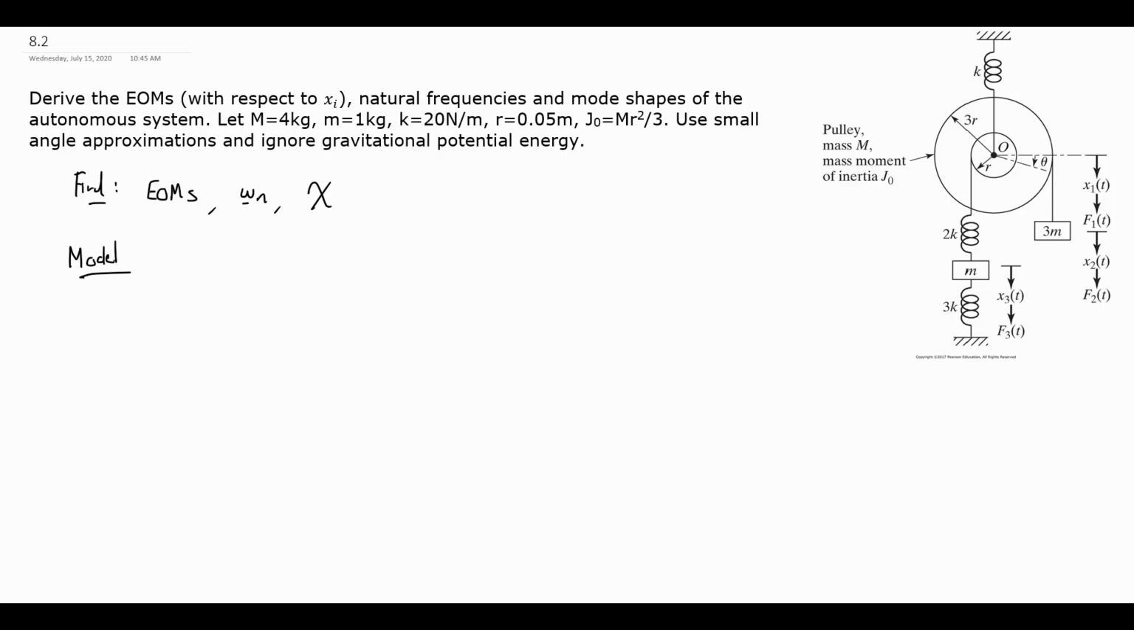We are not given the mass matrix or the stiffness matrix. There's no dissipative elements in the system. There will not be a damping matrix. So we want to use Lagrange's equations for this.